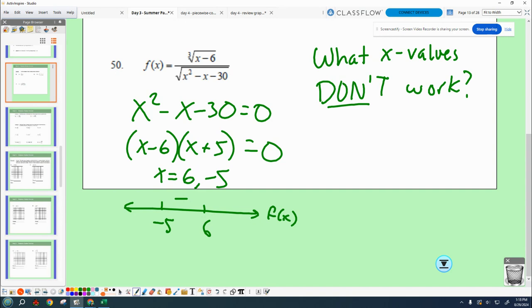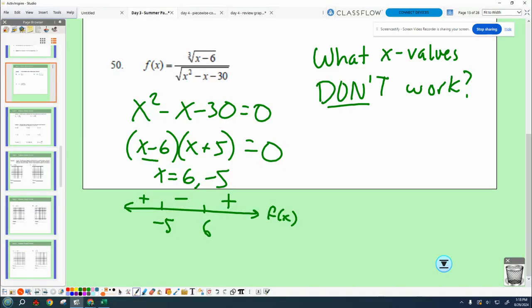Putting in 8,000, checking each factor, I get a positive times a positive. So those guys are okay. Putting in negative 8,000, I get a negative times a negative, which ends up being positive. So I'm allowed to do square roots of positives, I'm allowed to divide by positives.